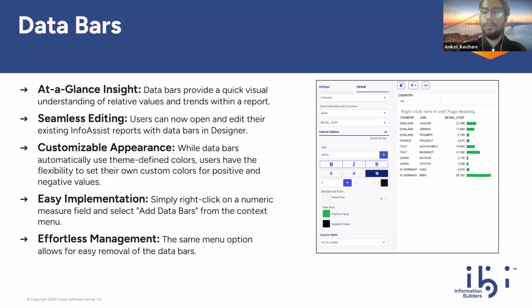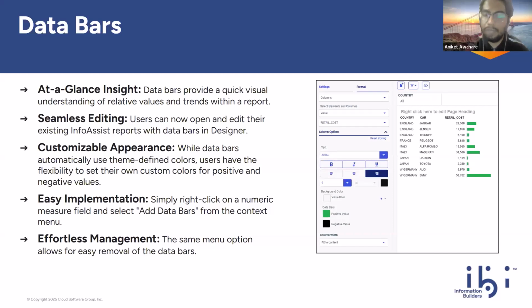And then a reporting enhancement that we have done in 935 is ability to add data bars. So data bars, it can be used as a quick visual tool to understand your data. So you can apply data bars on a particular field. In this case, I have applied it to a retail cost, as you can see in the image. So it's giving me a visual indicator that, okay, West Germany and BMW car has the highest retail cost. And then, as I can see, Datsun has the lowest retail cost in Japan. So this gives you a visual cue.